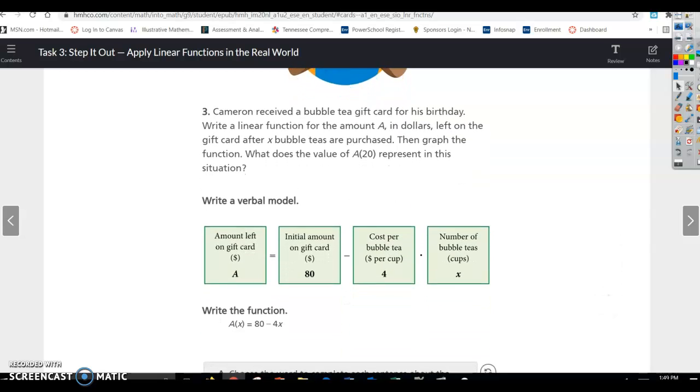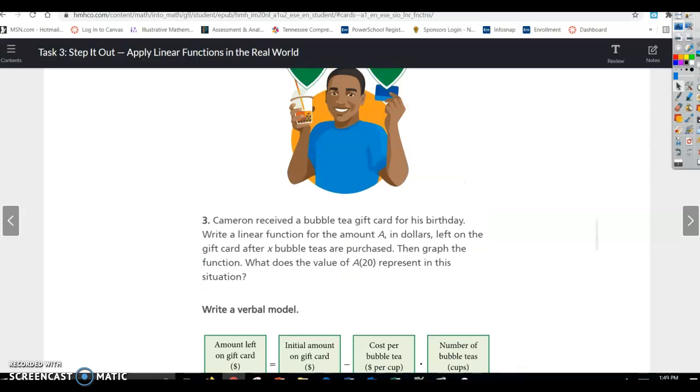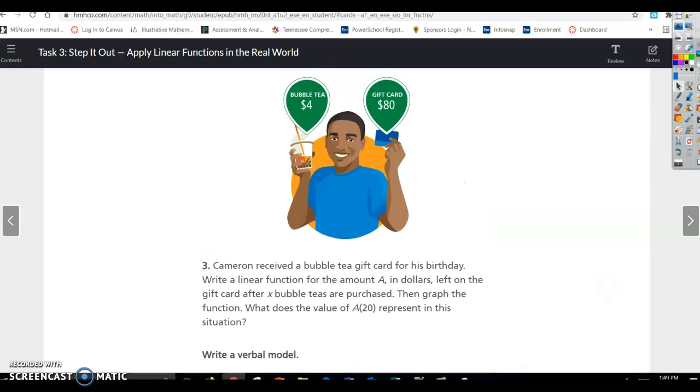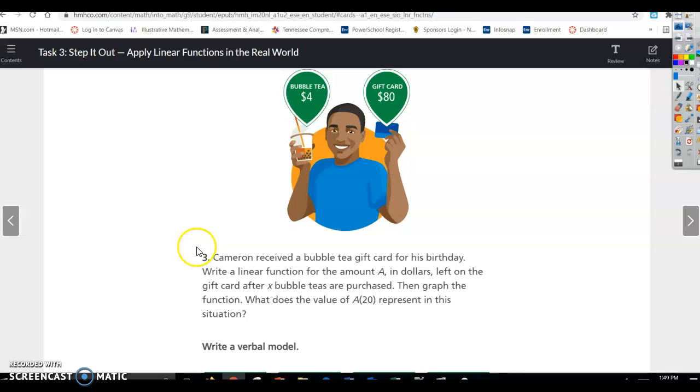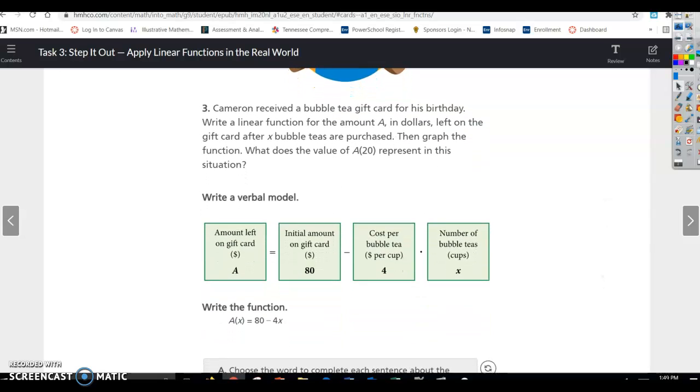All right, Cameron received a Balloon Tea gift card for his birthday. I don't know what that is, but hey, an $80 gift card is pretty nice. So write a linear function for the amount A in dollars left on the gift card after x bubble teas are purchased. Then graph the function. What does the value of A of 20 represent in this situation? All right, so write a verbal model.